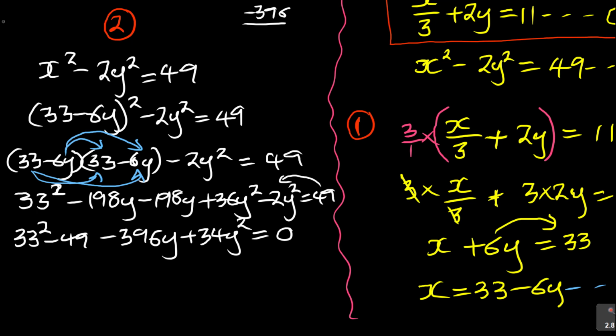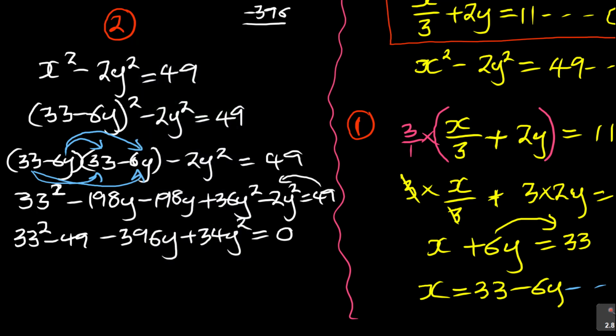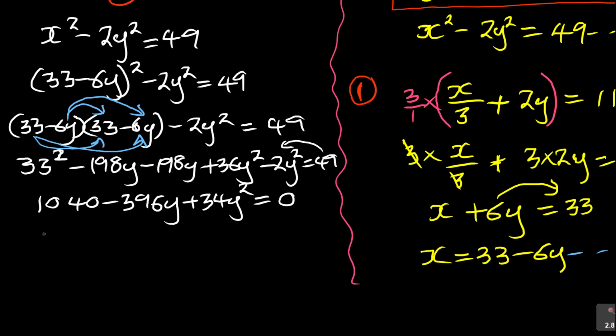Alright, let me just find out this 33 squared minus 49. What is this? It's 1040. So I can even come here and say this is 1040. Then from here I can actually do, let me rearrange it as a quadratic. It's 34y squared minus 396y plus 1040 equal to 0.